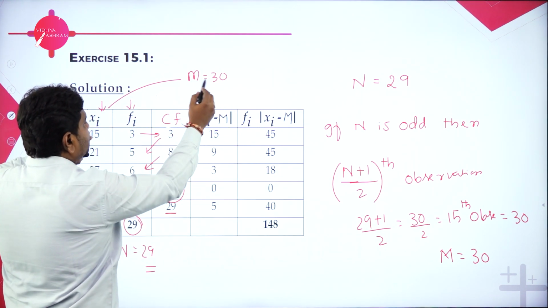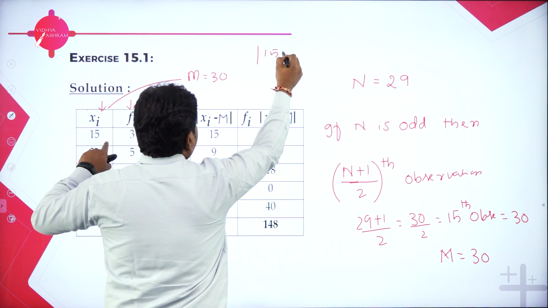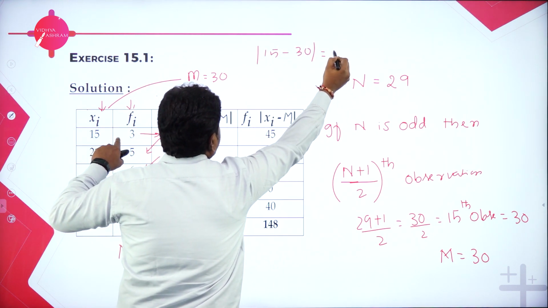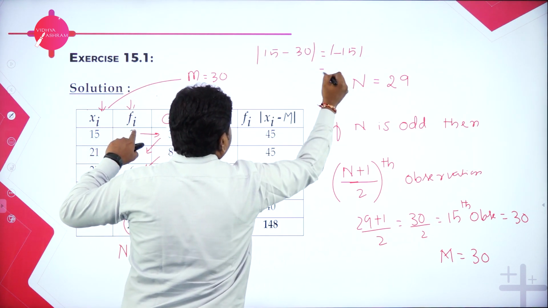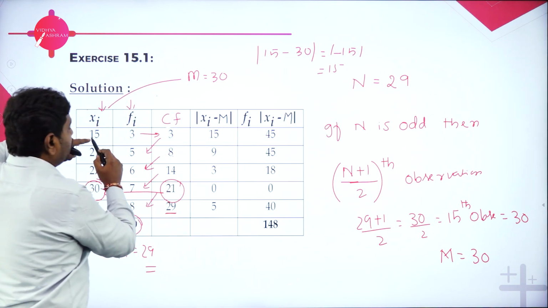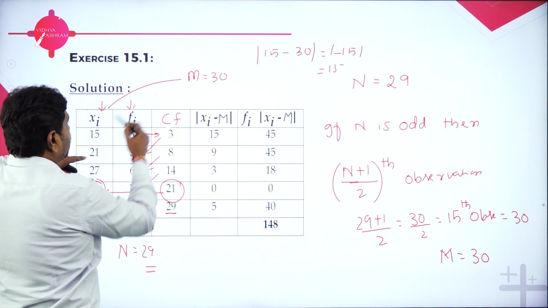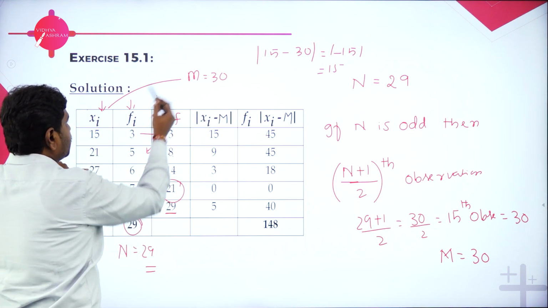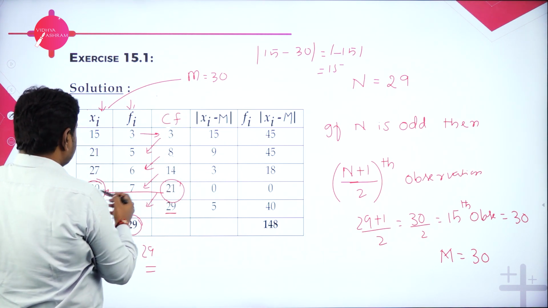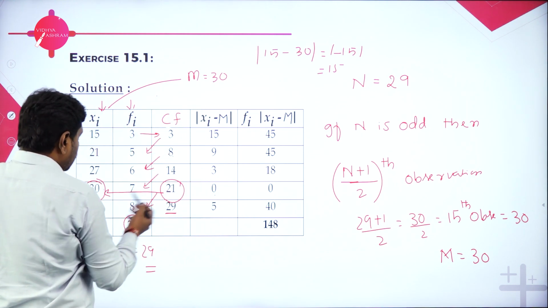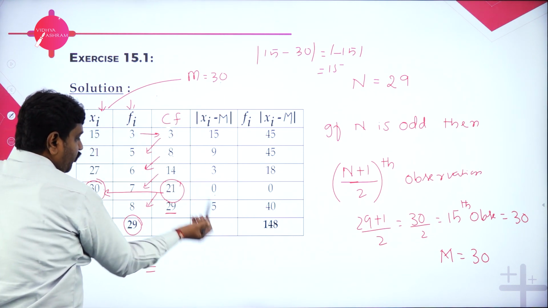So 15 minus 30, modulus of 15 minus 30: if you do, modulus of minus 15, modulus is 15. So 15 minus 30 is 15. Then 21 minus 30, 9. 27 minus 30 in modulus gives you 3. 30 minus 30 is 0. Then 35 minus 30 gives you 5.